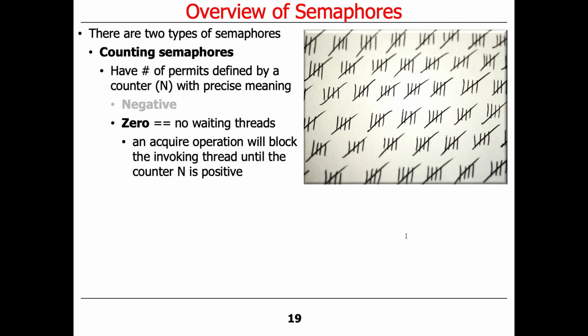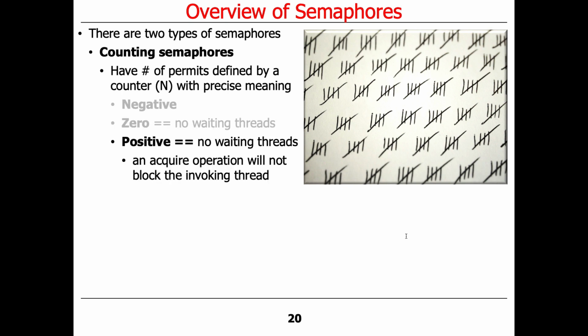If it's 0, that means nobody's waiting, and if you try to get the resource, you'll block until it becomes positive. And if it's a positive value, it means there are no waiting threads and there are resources available. So if someone wants it, they will atomically decrement it and get the resource. So those are basically the 3 types of states: negative, 0, and positive. The key point is, as long as the semaphore's count is 0 or less, you have to wait.